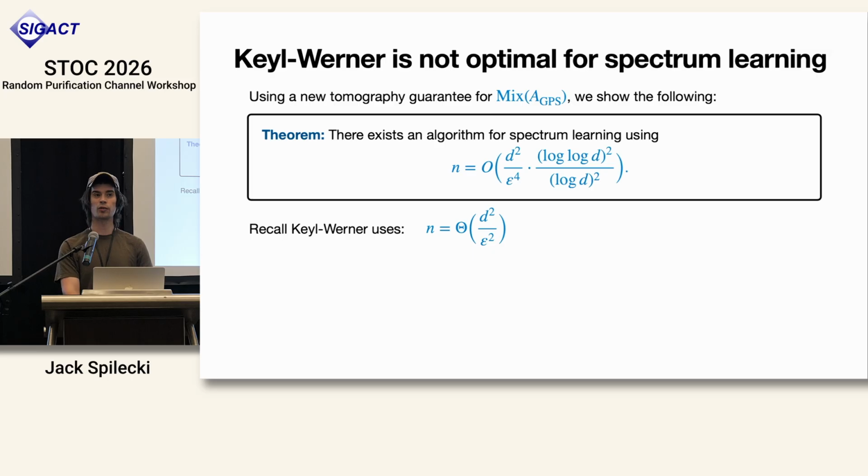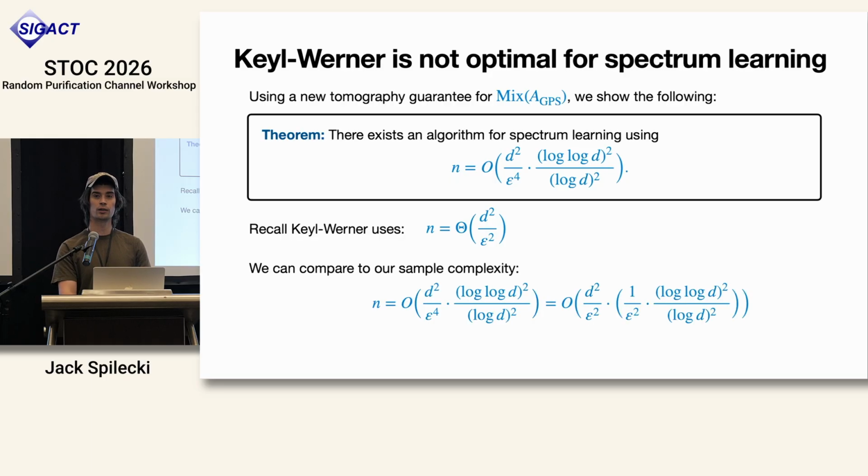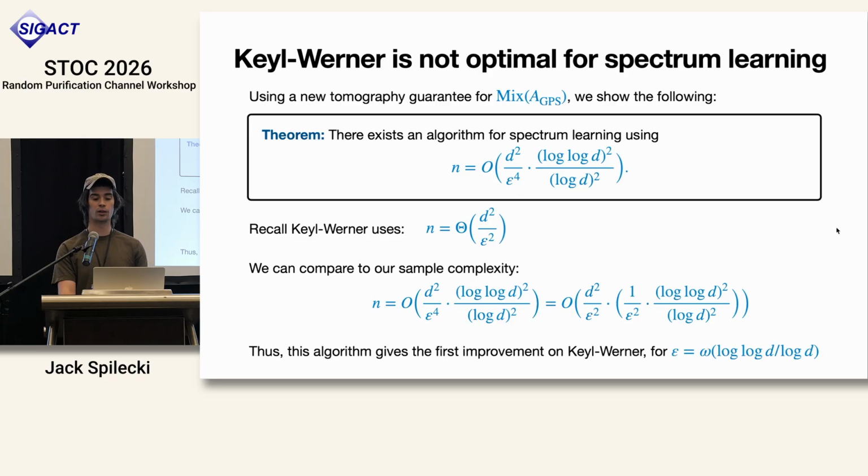And we can make the same kind of comparison with Kyle-Werner or full state tomography. So that was d squared over epsilon squared. And if we do the same kind of trick where we factor out d squared over epsilon squared, we see that we can make this term here much, much smaller than 1 by taking epsilon to be essentially larger than 1 over log d. So for some parameter regimes, we are improving on Kyle-Werner, and this is the first time that there's ever been an improvement to Kyle-Werner.